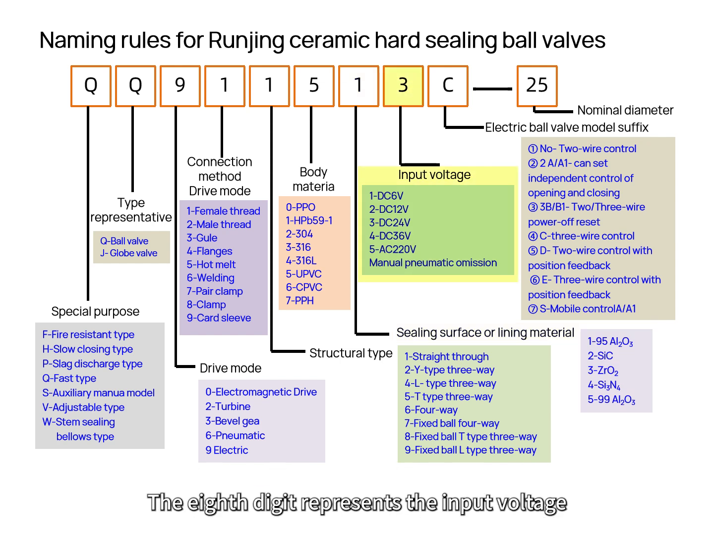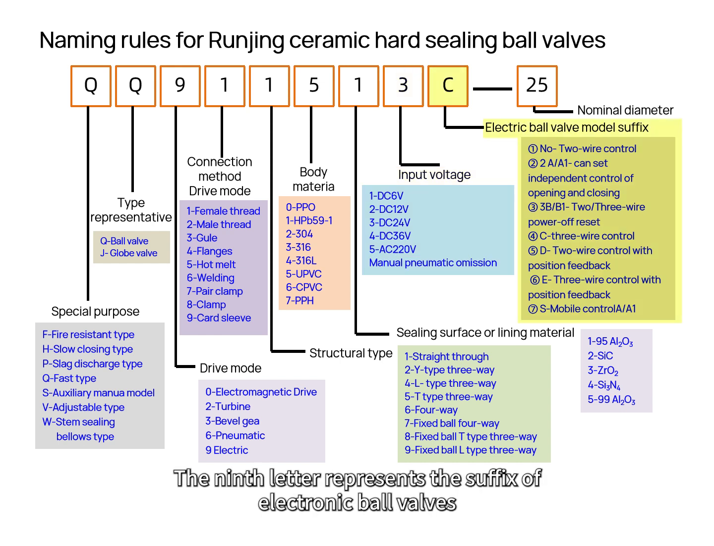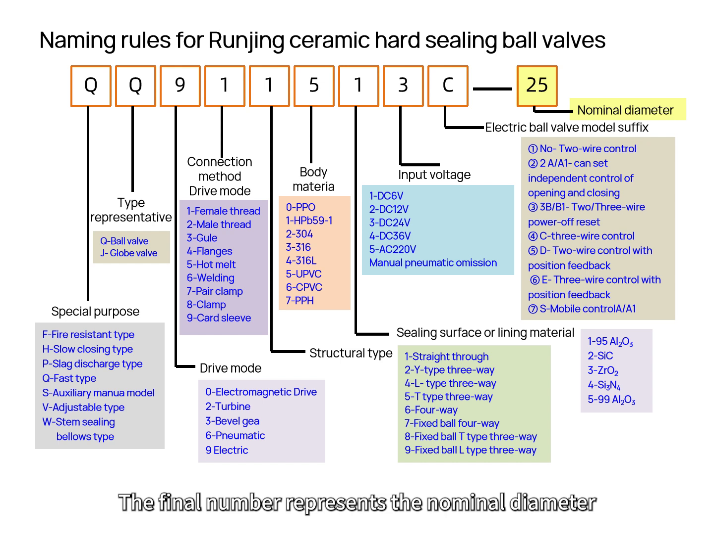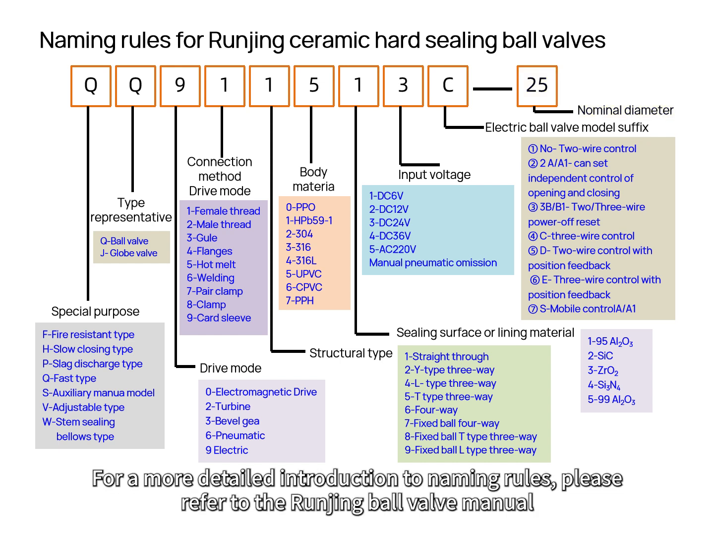The eighth digit represents the input voltage, for example, 1 is DC 6 volts, 2 is DC 12 volts, 5 is AC 220 volts. Manual and pneumatic are omitted. The ninth letter represents the suffix of electronic ball valves, such as A for time period ball valves, C for 3-wire control, and so on. The final number represents the nominal diameter, for example, 25 represents DN25. For a more detailed introduction to naming rules, please refer to the Runjing ball valve manual.